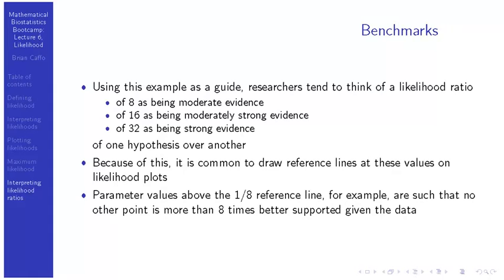Admittedly, the coin is useful context, but these are no more arbitrary than the existing threshold used on p-values, where people just arbitrarily pick 5% as their cutoff for type 1 error rates, if you're aware of this sort of thing. So at any rate, this is why, for example, I draw lines on likelihood plots at the value of 1/8. That way, parameter values above the 1/8 reference line are such that no other point is more than 8 times better supported given the data. That's the end of the kind of technical component of this lecture.